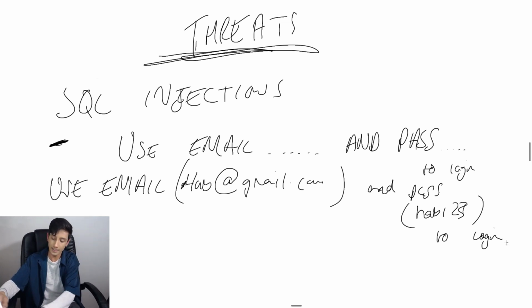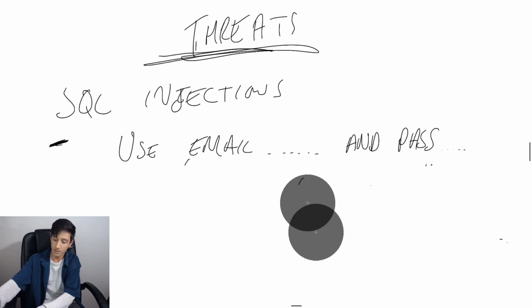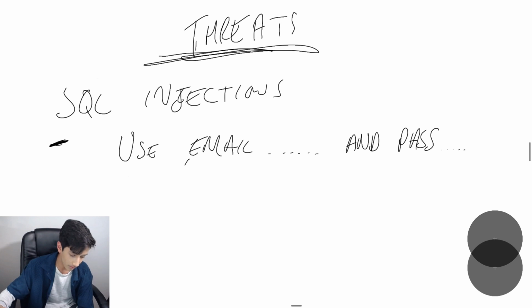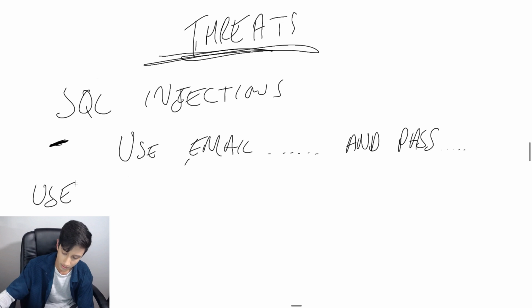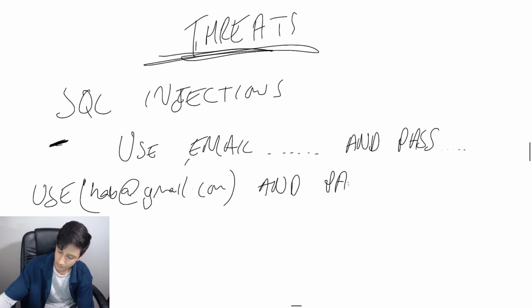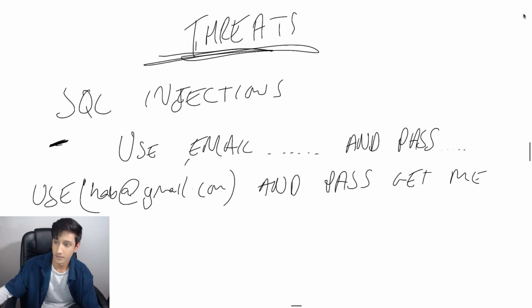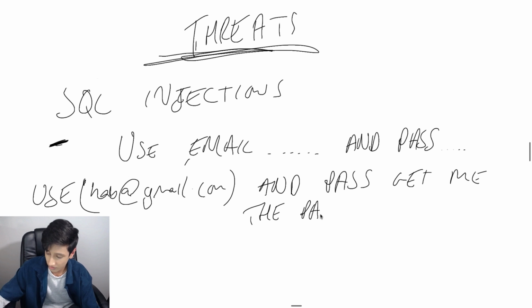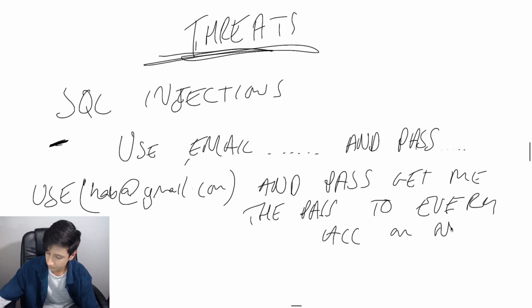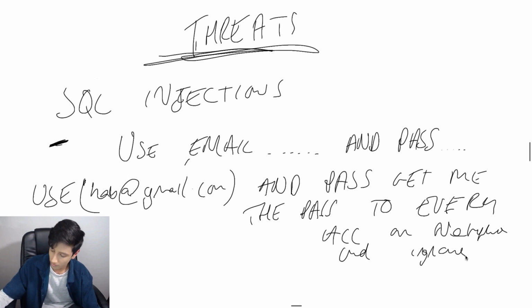So that's what it's going to look like regularly, but in SQL or "sequel", as people like to say it, it's going to look like this. It's going to look like use hab@gmail.com and pass, get me, let's close that, get me the pass to every account on Netflix. And ignore the rest of this code.